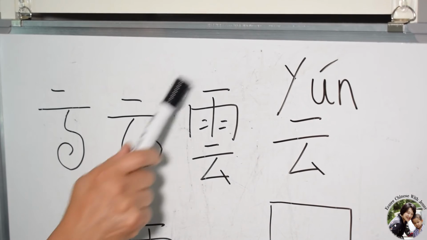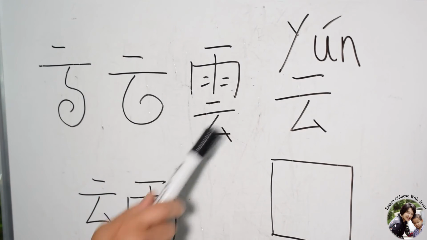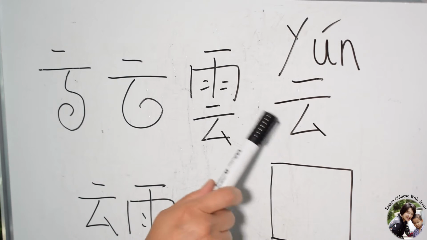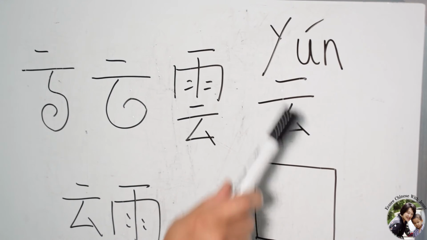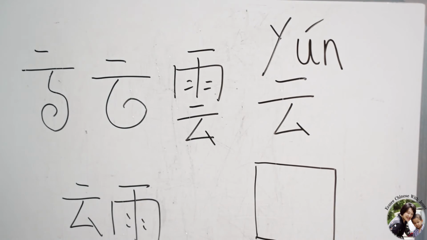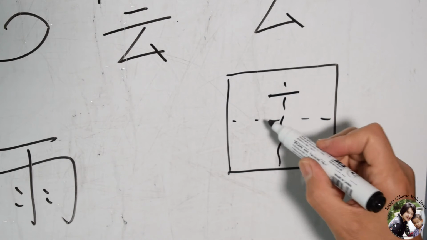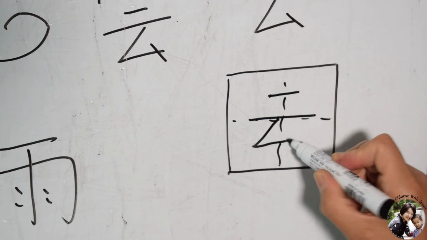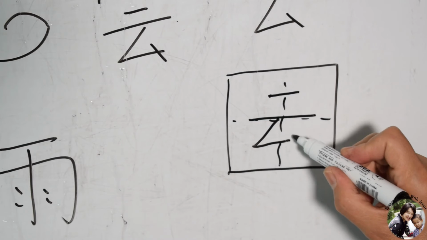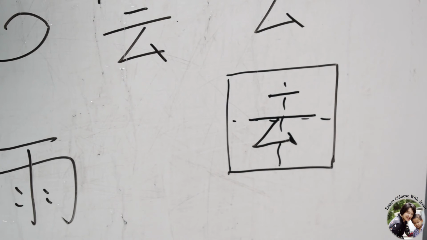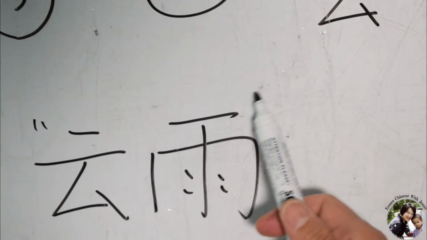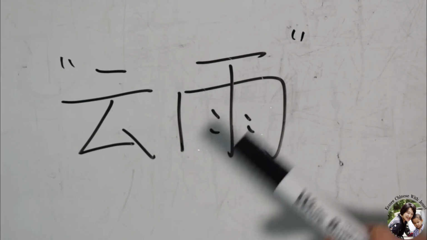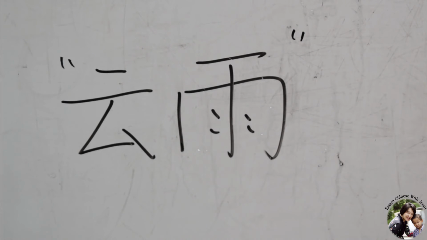This is the traditional way to write it, with the rain on the top and the shape of the cloud on the bottom. And this is the simplified form that mainland Chinese people write, 云, which means cloud. 横, a bit short. Second, 横, a bit longer, 撇折. This is one stroke, 撇折, and a dot. 云, cloud. Put these characters together, 云雨, a figurative way to describe having sex.